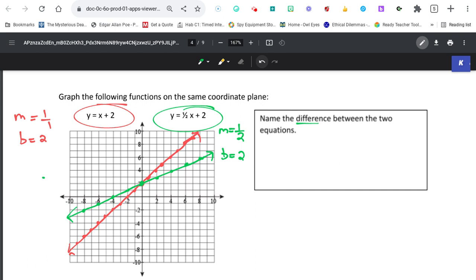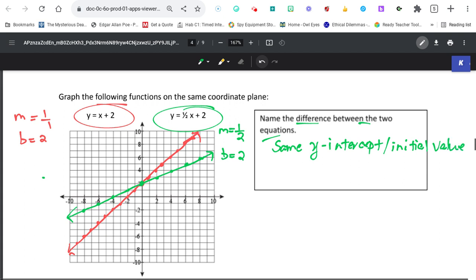So we're going to name the difference between these 2 equations. First of all, I'm just going to put what's the same. The slopes are different, but the y-intercepts are the same. And we can say same y-intercept, but also remember it's called an initial value. What you originally start off with, especially if this were a word problem, would be your y-intercept or your initial value. And then let's talk about what's different. The slopes are different.